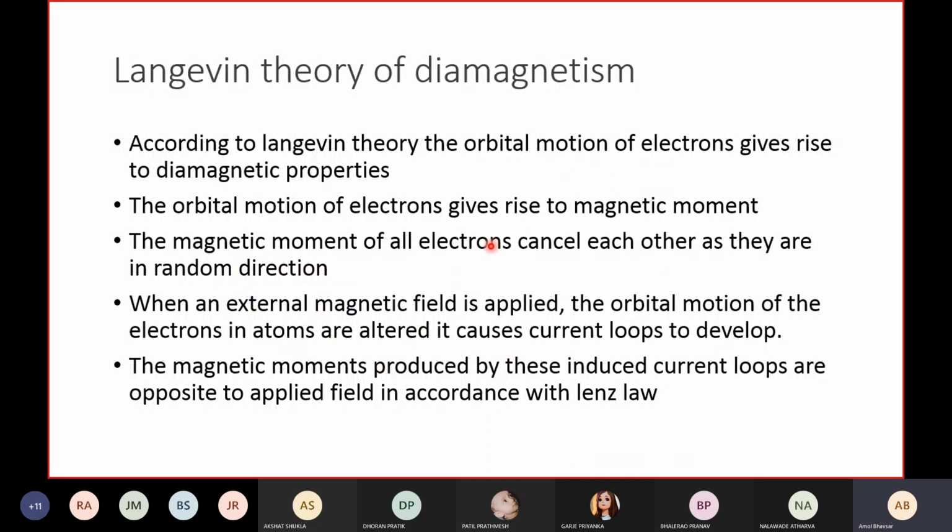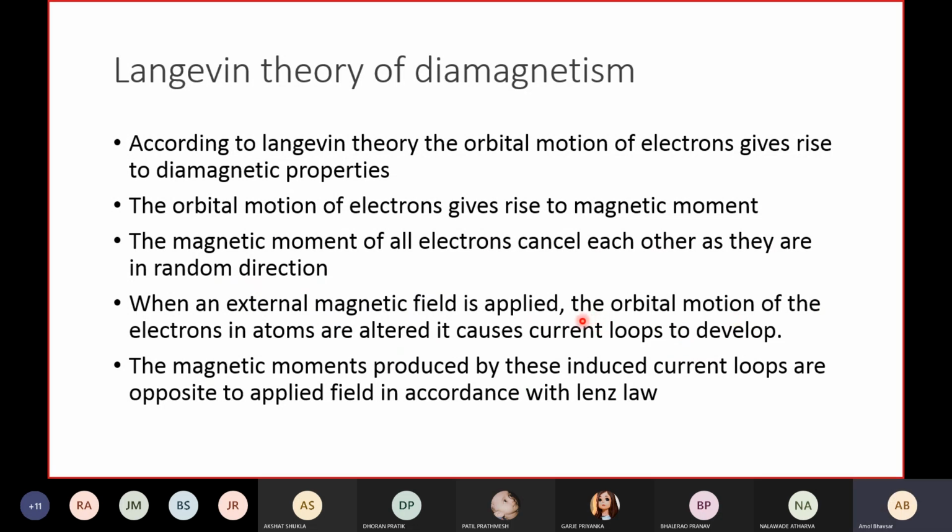The magnetic moments of all the electrons cancel each other as they are in random directions. When an external magnetic field is applied, what happens? The orbital motion of the electrons in atoms is altered. It causes current loops to develop.